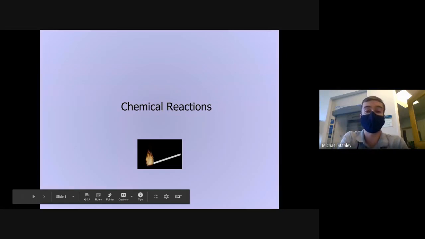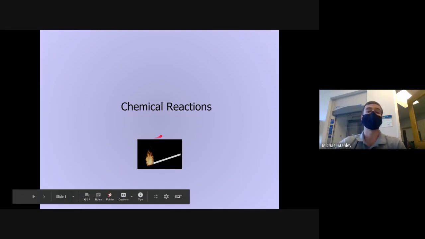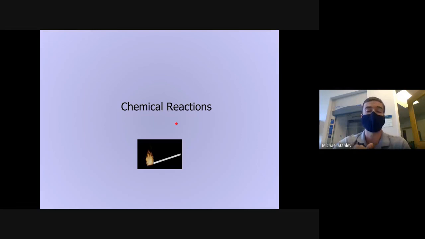So hopefully some of the stuff that we talk about today might actually sound a little bit familiar to you. And that's because we've partially already talked about chemical reactions when we were talking about chemical changes. So remember earlier in the term, we talked about physical properties and chemical properties and physical changes and chemical changes. Well, chemical reactions is kind of the more scientific or the more specific way of talking about chemical changes.